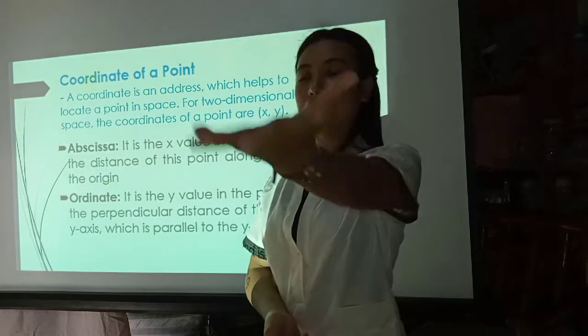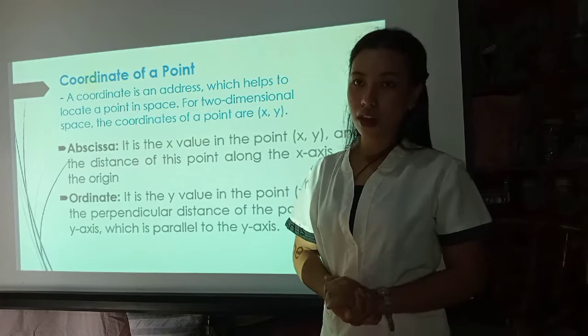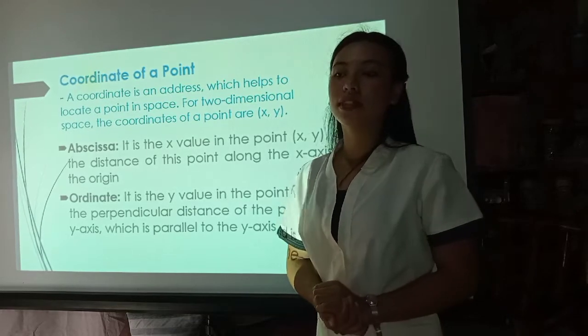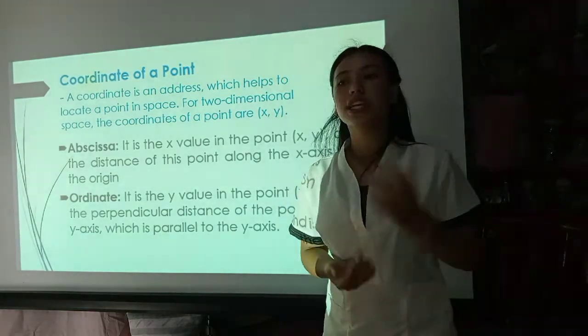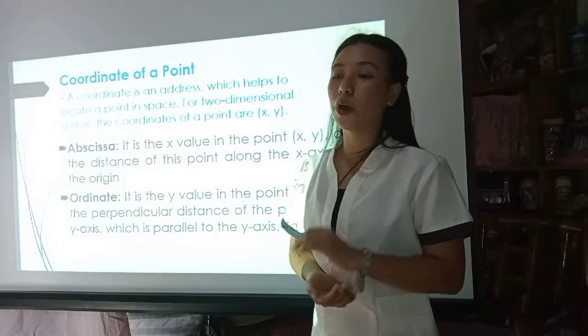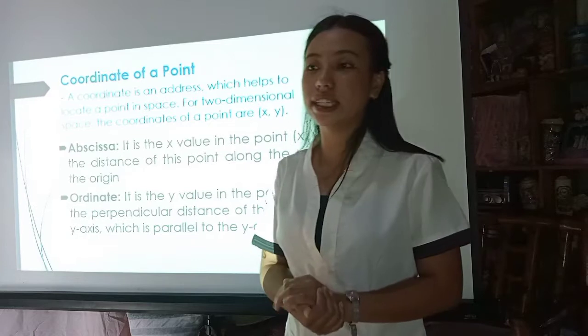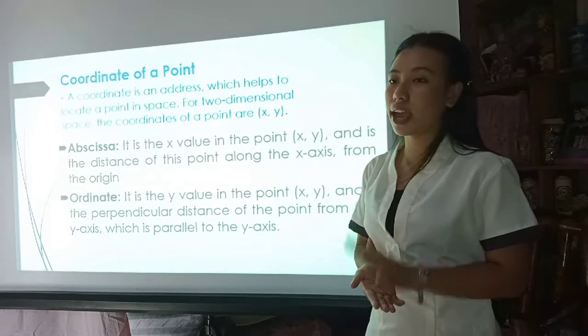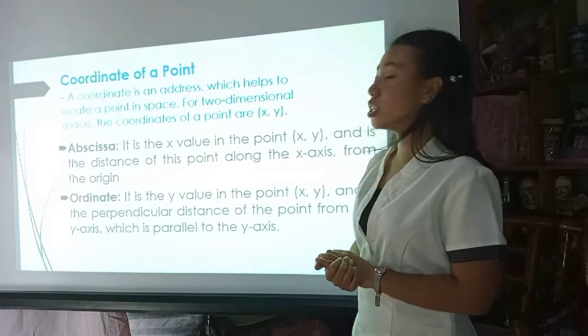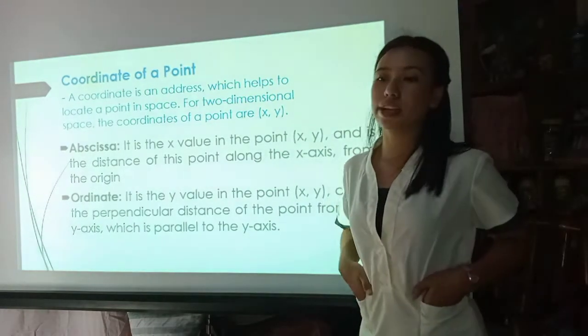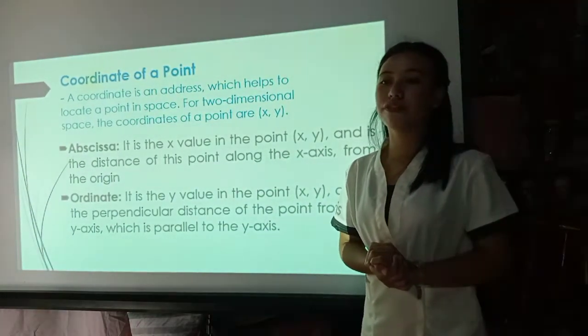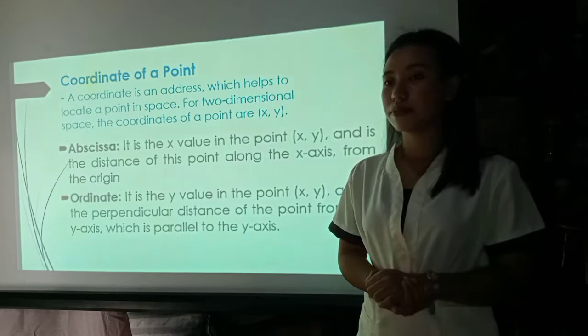Miss Manding. Okay, very good. Abscissa is the x value in the point x and y, and is the distance of this point along the x-axis from the origin. So now, what is ordinate? Kindly define it, Miss Tricia.